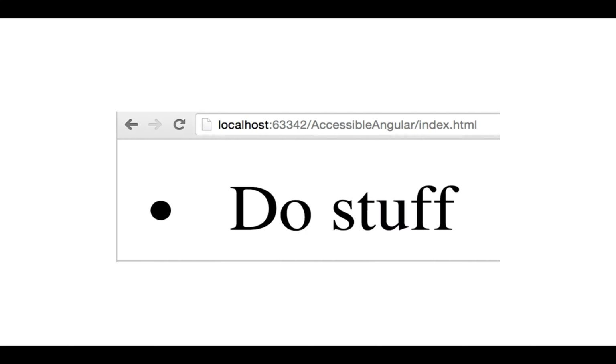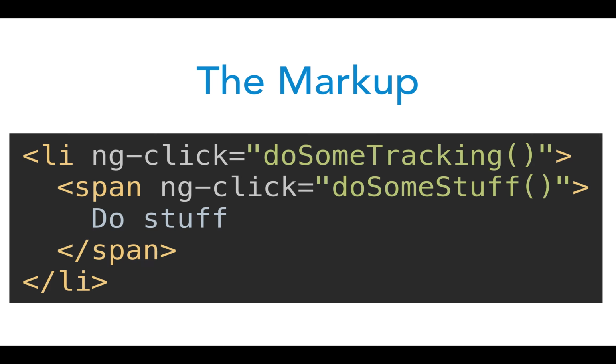Consider a simple list with one item in it, and here's the markup for the list. We're going to make it so that when you click a span inside the list item, it performs some action. However, someone later wanted to do some event tracking on this app, and they've made it so that if the list item gets clicked, then some tracking occurs.